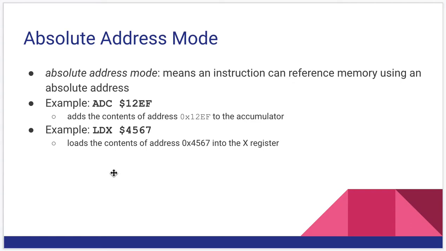A lot of instructions will implement this one. It means an instruction can reference memory using an absolute address. So add with carry can do it. What this will do is find the contents of 12EF, and add those contents to whatever's currently in the accumulator. Here we have load into the X register, hex 4567. In other words, we look at address 4567, grab the value that's in it, and put that value into the X register.